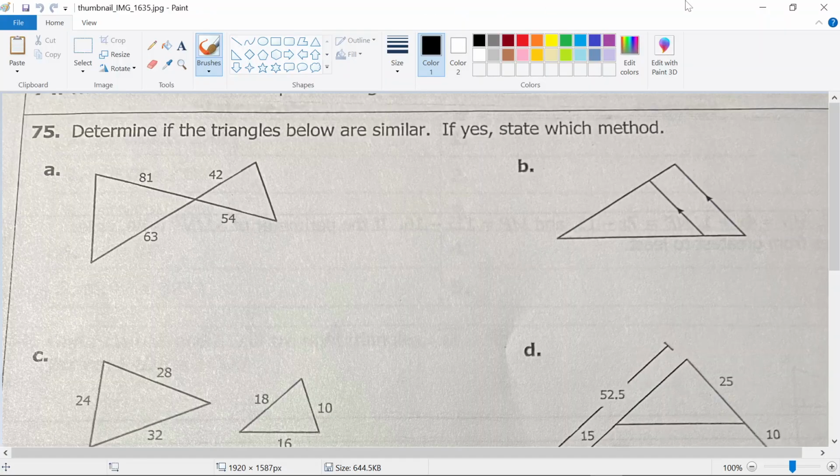Determine if the triangles below are similar. If yes, state which method. I have a friend that says "similar." So let's determine if they're similar. There are three ways to determine if they're similar.